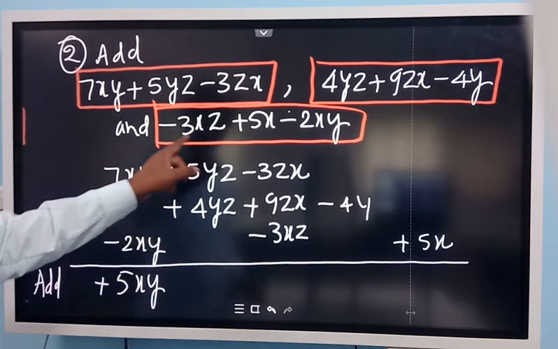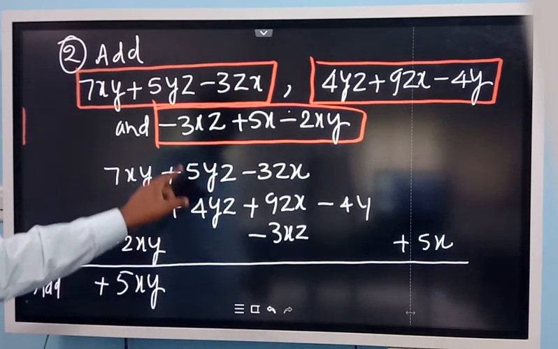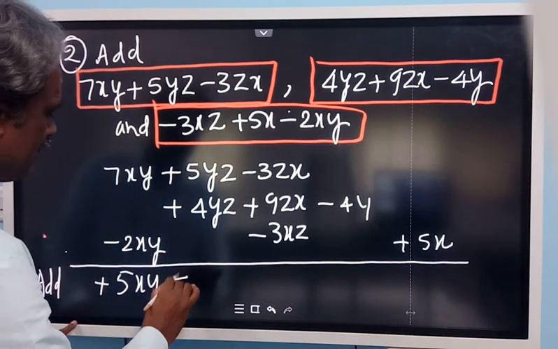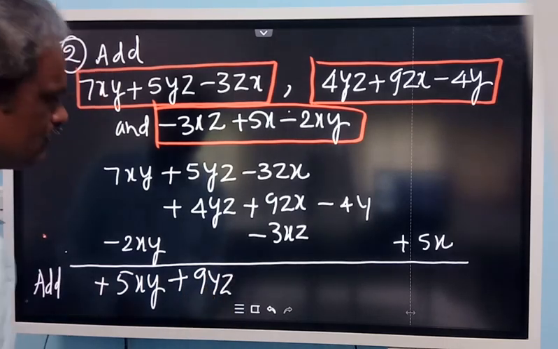Then here we have yz. These two are like terms, 5 and 4. Both are positive, so the answer is also positive. 5 plus 4, 9yz. Okay.